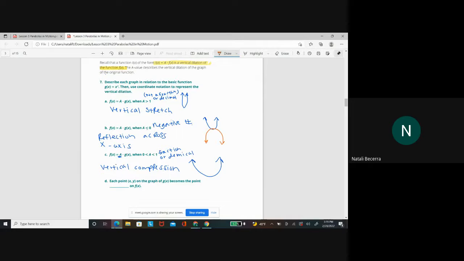All right, and then let's see, part D. So your x value doesn't change, but your y value does. So whatever number you have for a, whatever number you have at the beginning of the function, you're going to multiply that number by your y value. Okay? All right, moving on.